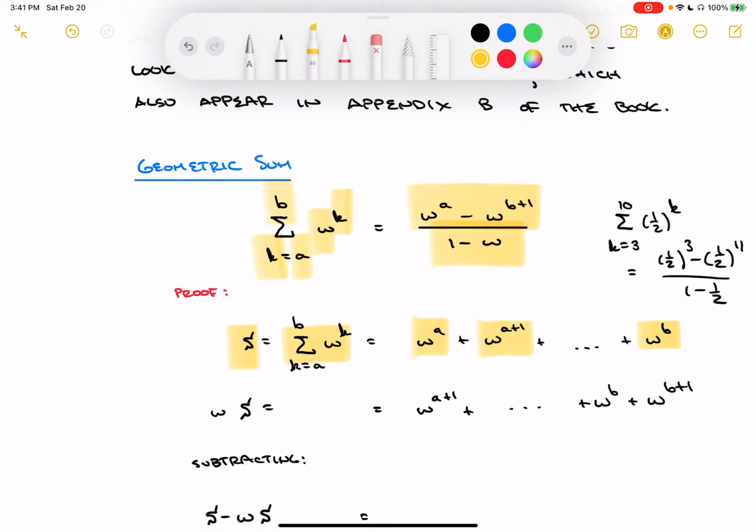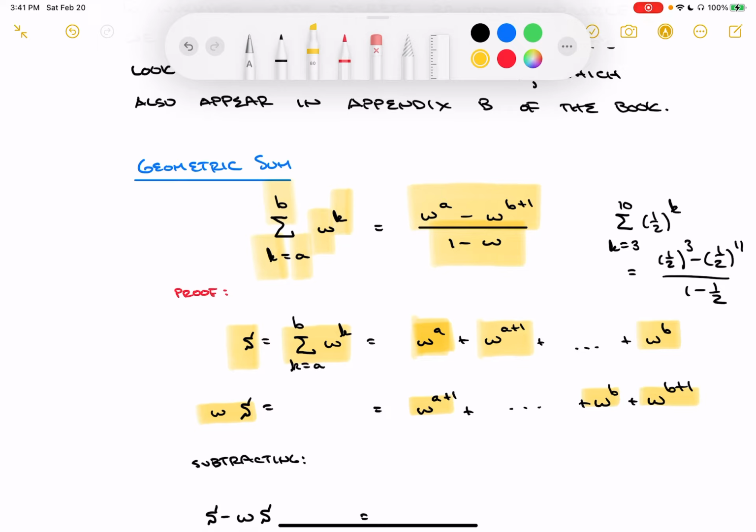I'm going to now employ a mathematical technique. I'm going to multiply that sum of interest s by the number that's being raised to all these values, right? So w. So I'm going to look at ws. If I do that, that's just going to be w times the line I have above. So w to the a, that's this guy, right? Multiplied by w just gives me w to the a plus 1. And we keep doing that all the way across, and we end up getting to a w to the b, and then finally a w to the b plus 1. So every term in the upper line, right, is just increased in its exponent by 1.